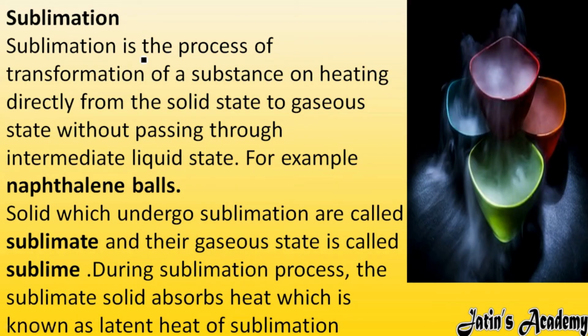Next, we are having sublimation. So what do you mean by sublimation? It is a process of transformation of a substance on heating directly from a solid state to the gaseous state. For example, in this vessel, you are having some kind of solid, and when this solid takes the heat from the surroundings, from solid it directly converts into gaseous state. See these gaseous states. So this process is known as sublimation, in which solid directly converts into a gaseous state without undergoing the liquid state. This process is known as sublimation.